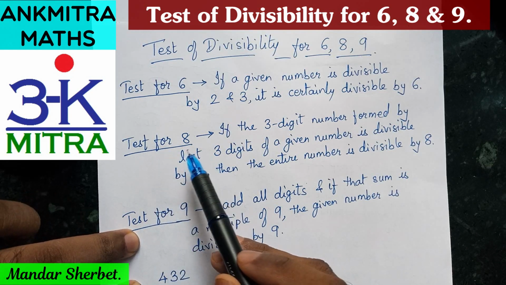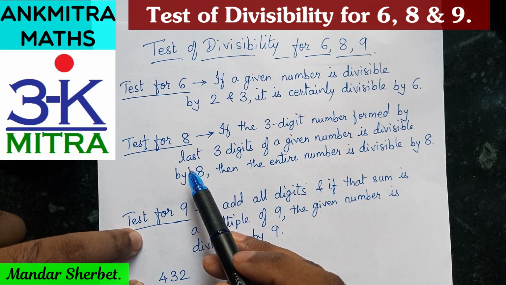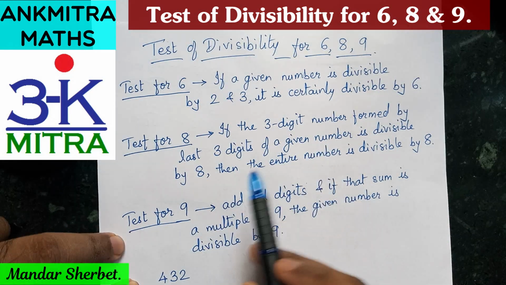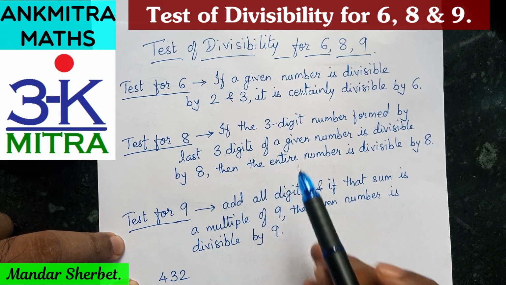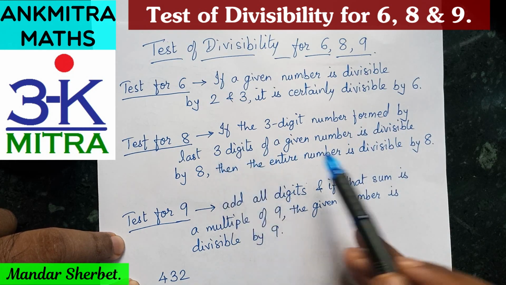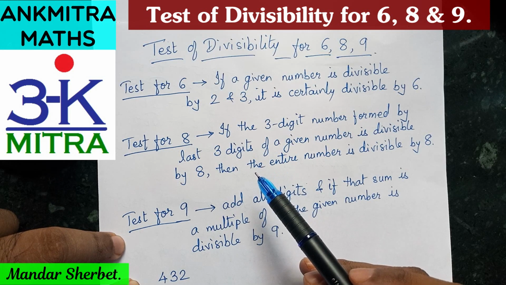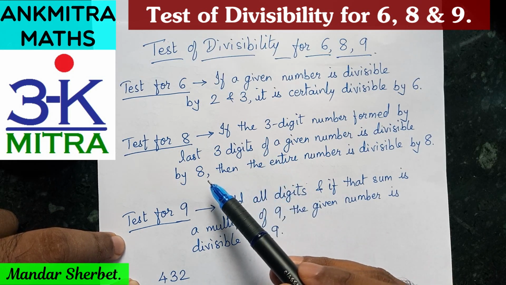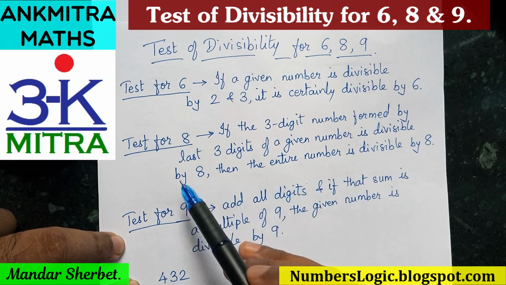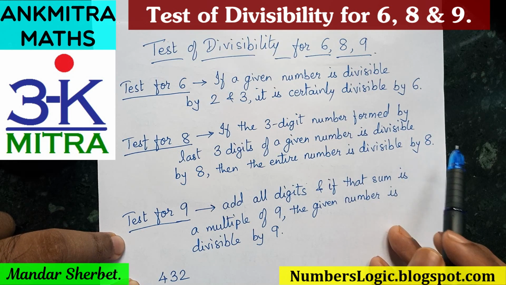Now the test for 8. This test for divisibility by 8 is actually useful only when the given number has more than 3 digits in it. We have to take the 3-digit number formed by the last 3 digits of the given number and check whether it is divisible by 8. So we have to actually divide it or quickly do the calculations to find out whether that last 3-digit number is divisible by 8 or not, and if it is, then the entire number will be divisible by 8.